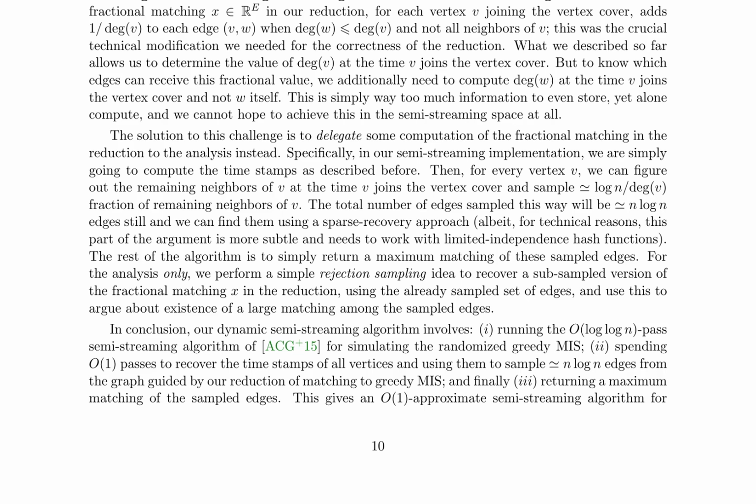The dynamic semistreaming algorithm involves running the O(log n) pass semistreaming algorithm of ACG+15 for simulating the randomized greedy MIS, spending O(1) passes to recover the timestamps, and returning a maximum matching of the sampled edges. This gives an O(1) approximate semistreaming algorithm for maximum matching. The key ideas and techniques used include the residual sparsity property of the randomized greedy MIS, sparse recovery ideas, and rejection sampling. The algorithm's performance is analyzed in terms of space and pass complexity, demonstrating the efficiency of the approach.